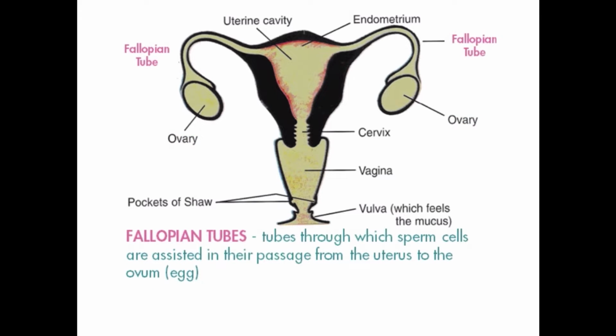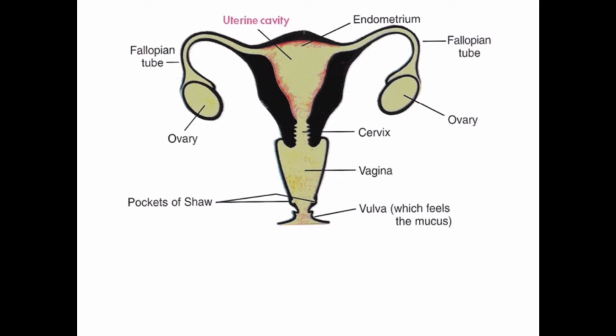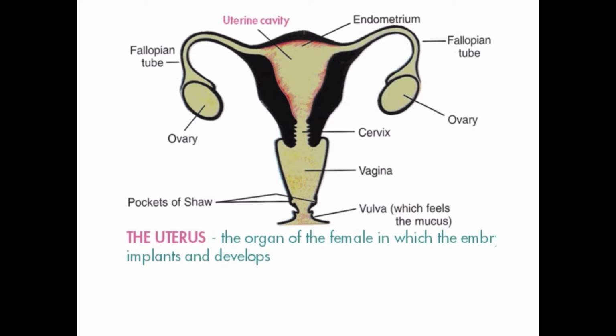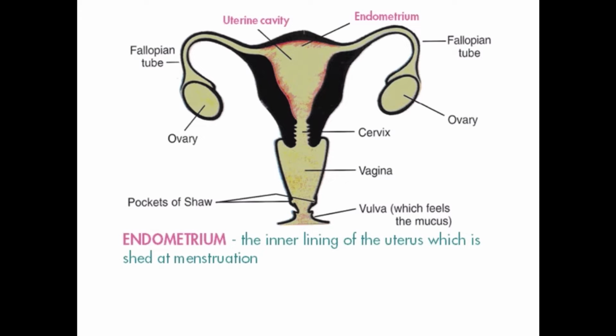The fallopian tubes lead from the ovaries to the uterus. It is through these tubes that the sperm have to travel to reach and fertilize the ovum or egg if conception is to occur. Then the fertilized ovum, the embryo, must travel back along the tube to the uterus, where it will implant and the baby will grow. The endometrium, under the influence of the ovarian hormones, develops during each cycle and is shed at menstruation if no conception occurs.